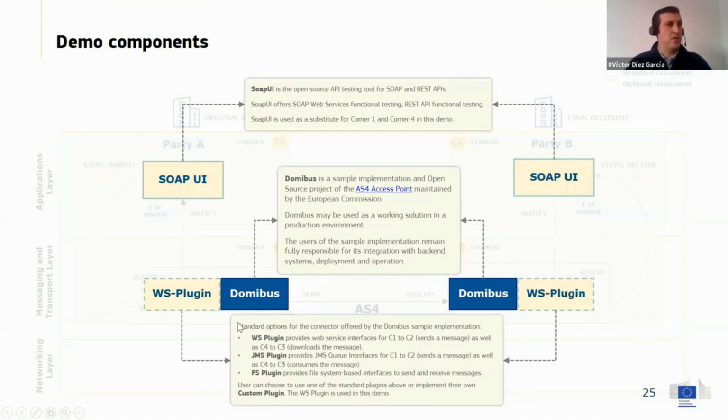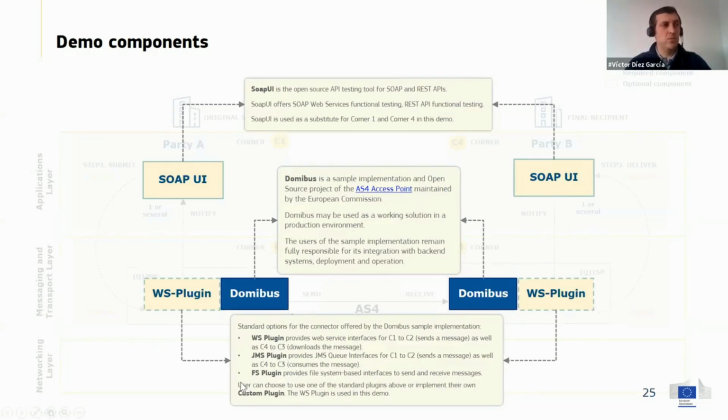Domibus offers, as I mentioned earlier briefly, three standard connectors by default. The first is the web service plugin. This provides web service interfaces via SOAP services for C1 to C2 to send the messages, and C3 to C4, C4 to C3 to download the message. There is also a JMS plugin, which provides a queue interface for interoperability between C1 and C2 or C4 and C3. And finally, the FS plugin, or file system plugin, which provides a file system based interface, where you drop a file in a folder, and Domibus will pick up this message and transmit it to the final recipient.